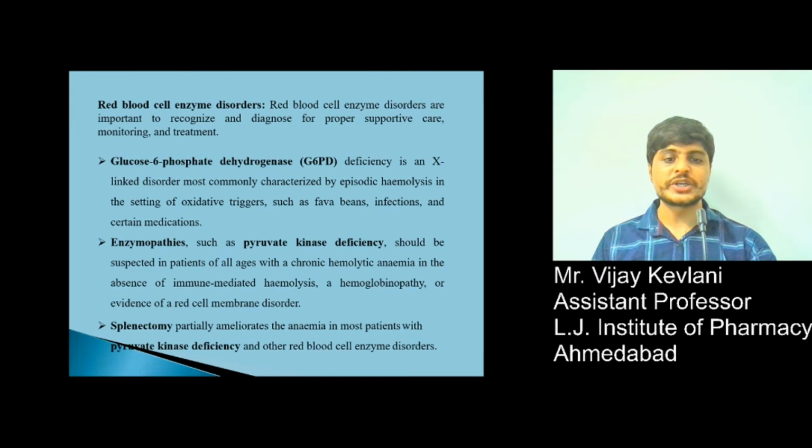Enzymopathies such as pyruvate kinase deficiency should be suspected in patients of all ages with a chronic hemolytic anemia in the absence of immune-mediated hemolysis, a hemoglobinopathy, or evidence of red cell membrane disorder. Splenectomy partially ameliorates the anemia in most patients with pyruvate kinase deficiency and other red blood cell enzyme disorders.